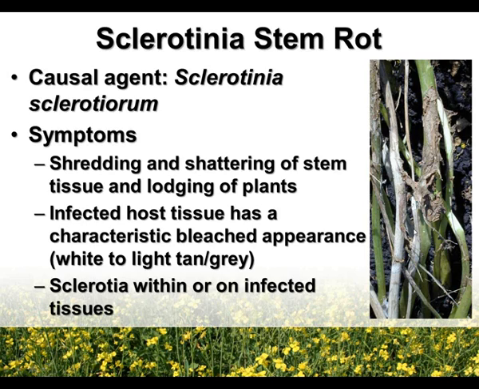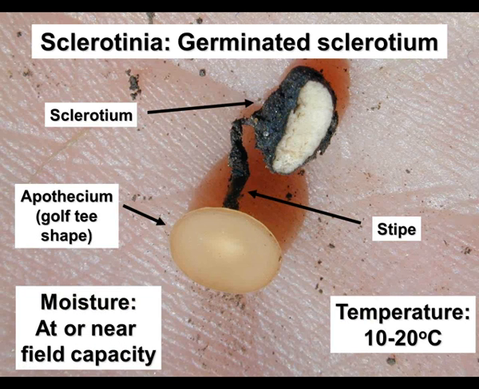Sometimes you'll see evidence of fungal growth on the outside of the plant, and even occasionally sclerotia, which are the resting bodies of the fungus. But if you cut that affected stem in half, you'll often find sclerotia within the affected tissues. So very quickly, we'll just go through the disease cycle of Sclerotinia.